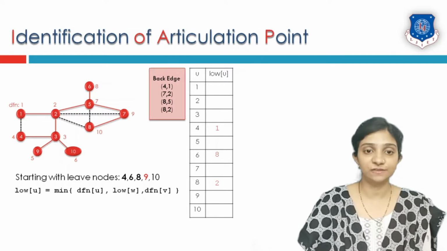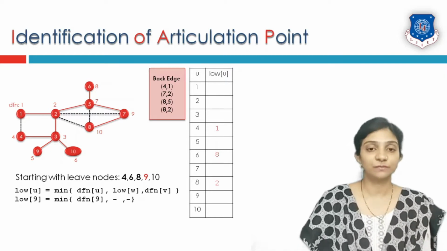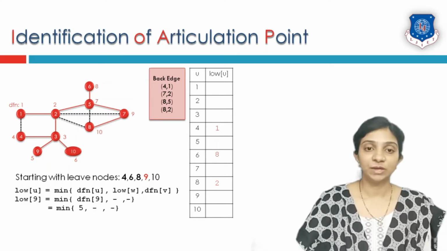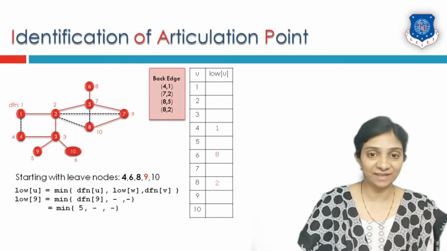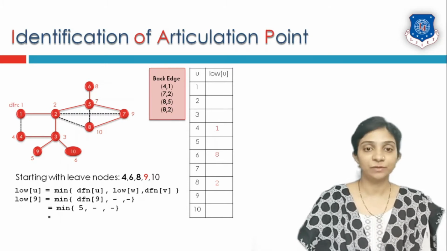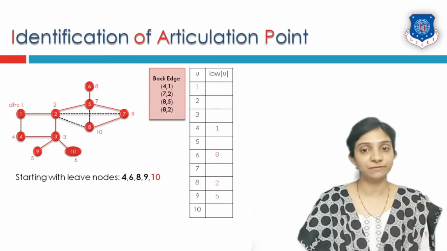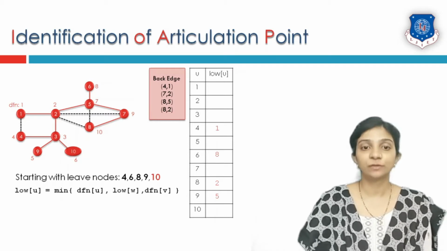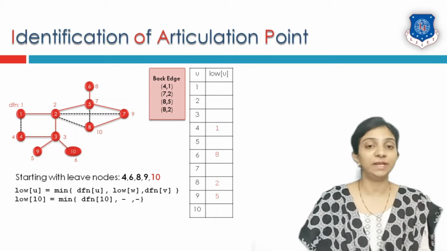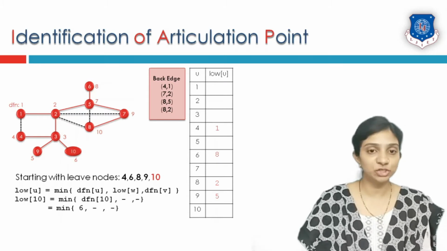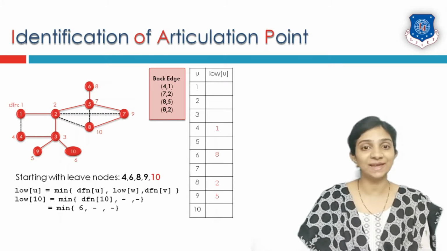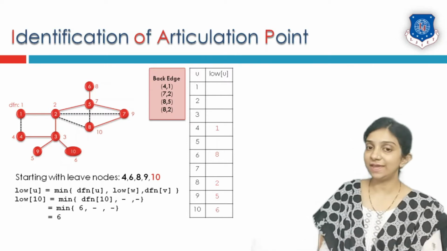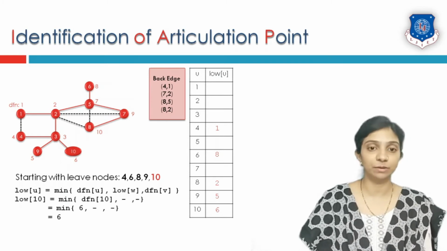Next is vertex number 9. So we will have DFN of 9, comma no child is there because it is a leaf node, and there are no back edges which start at vertex 9. So it will have value 5. The entry will be made. Now the last leaf vertex is vertex number 10. So low of 10 is calculated as the minimum of DFN of 10. There is no child because it is a leaf and there is no back edge with vertex 10. So it will have value 6, and its equivalent entry will be made inside the table.